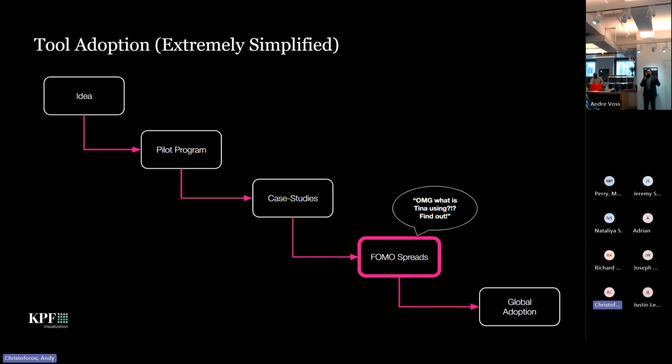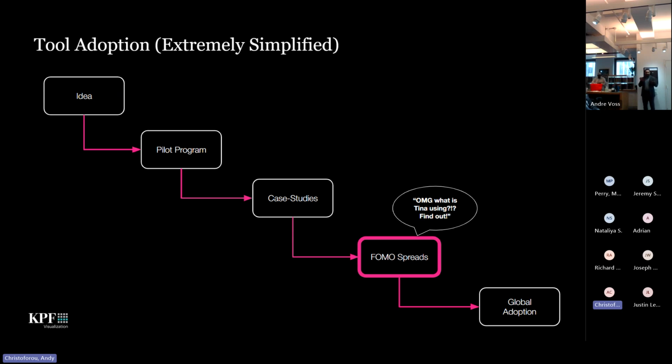So once we do that, we find out which tool we should use. We start a small pilot program. This could be about 10 to 20 different power users. Sometimes it grows as the pilot runs on. And then we start performing some case studies. Are people actually saving time? Are they saving money? Are they happy? Are they having more fun using these apps? And if they do, then FOMO spreads.